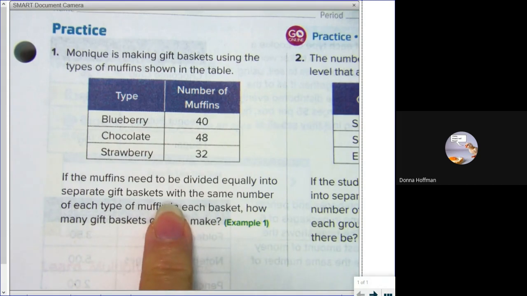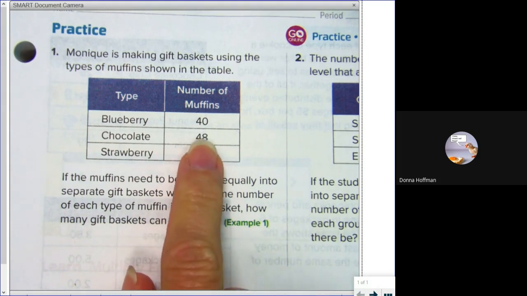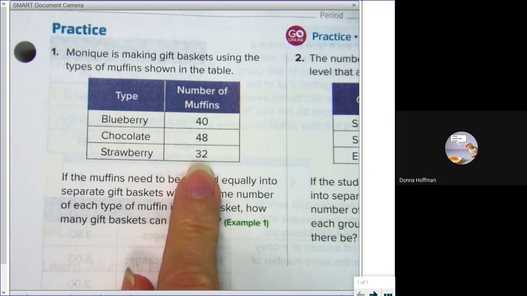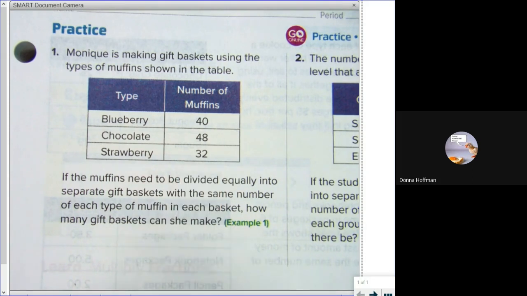If you're grouping this, then this is a greatest common factor problem. You're going to get the factors of 40, 48, and 32 and find out what the greatest common factor is. And then it just asks the one question: how many gift baskets can she make?